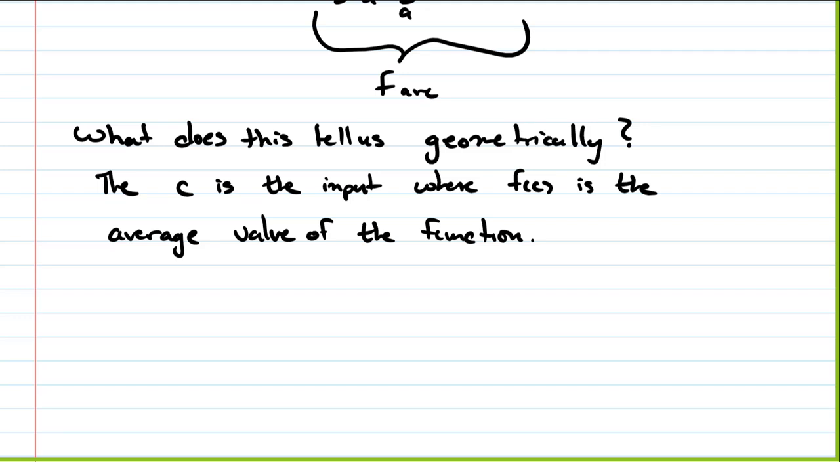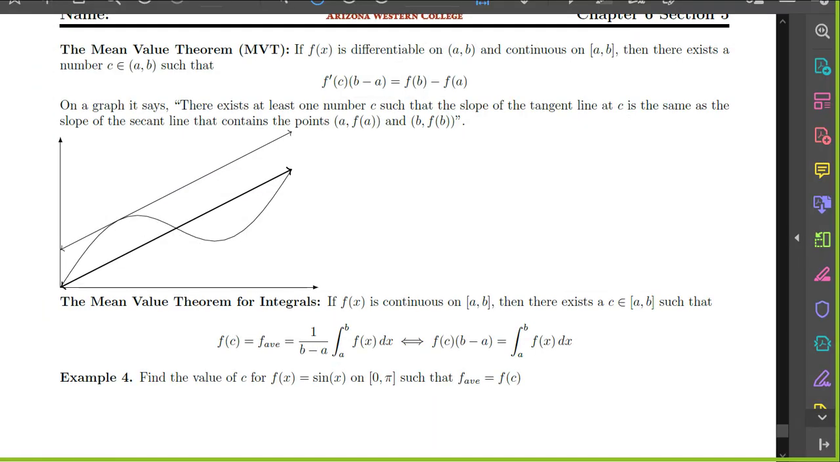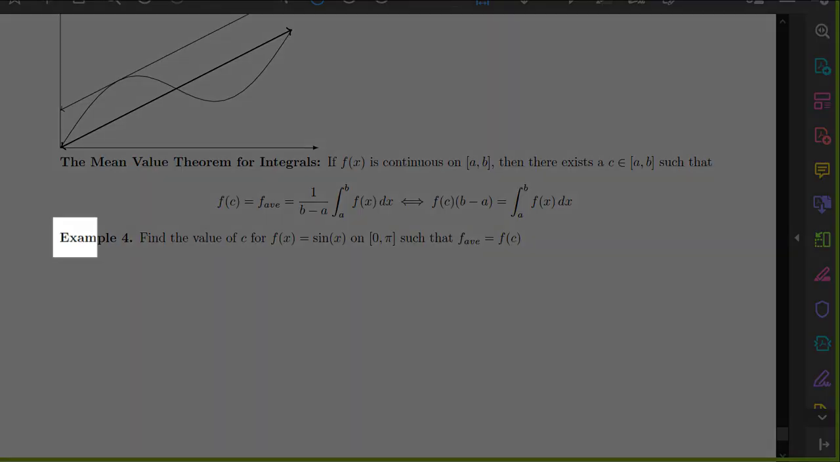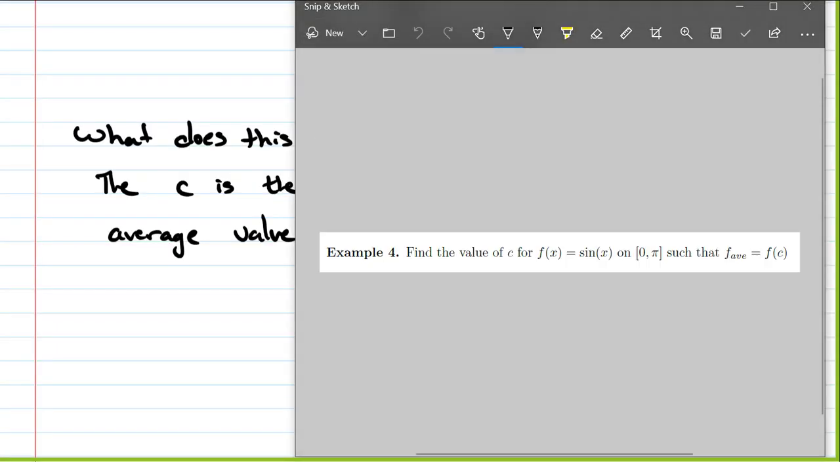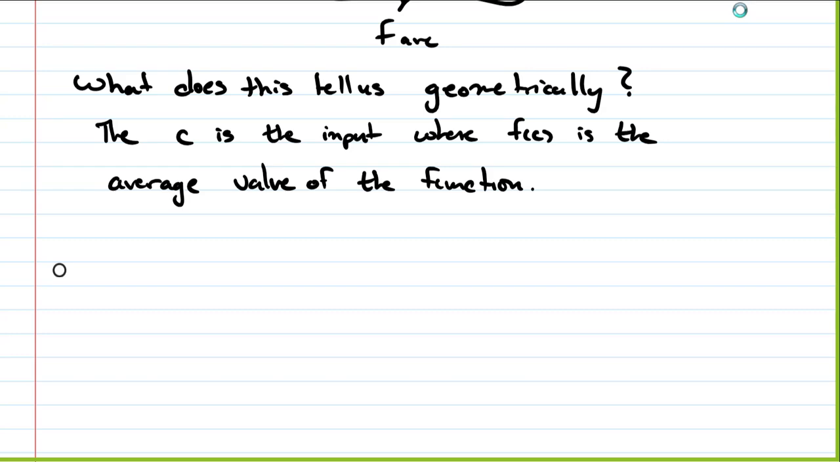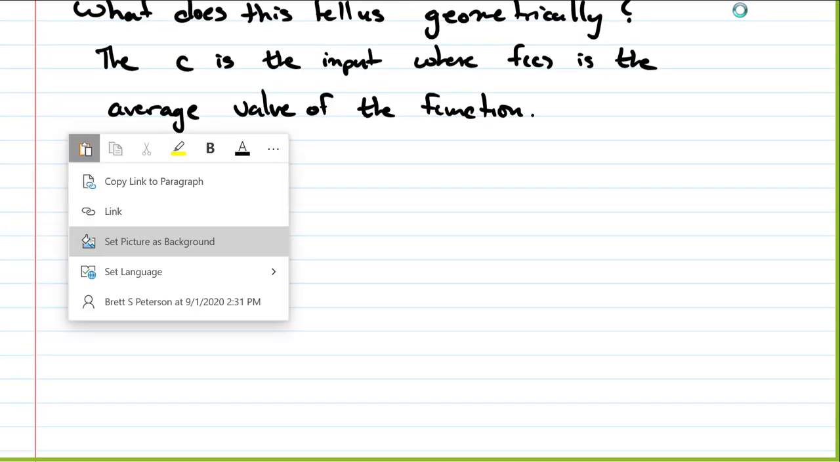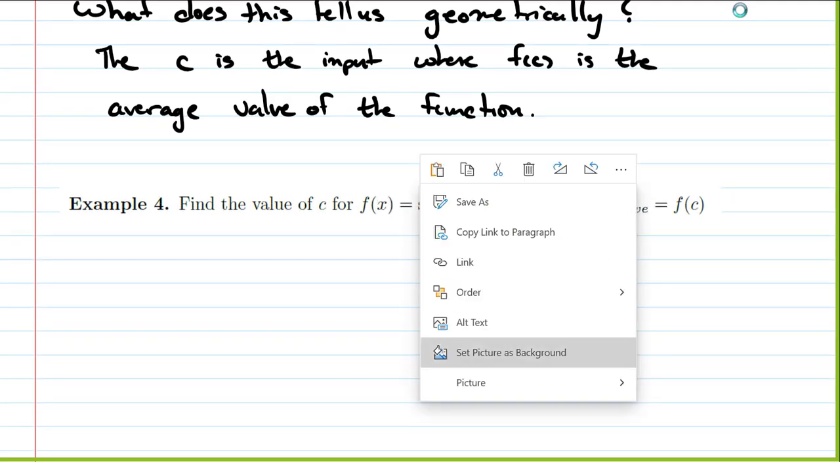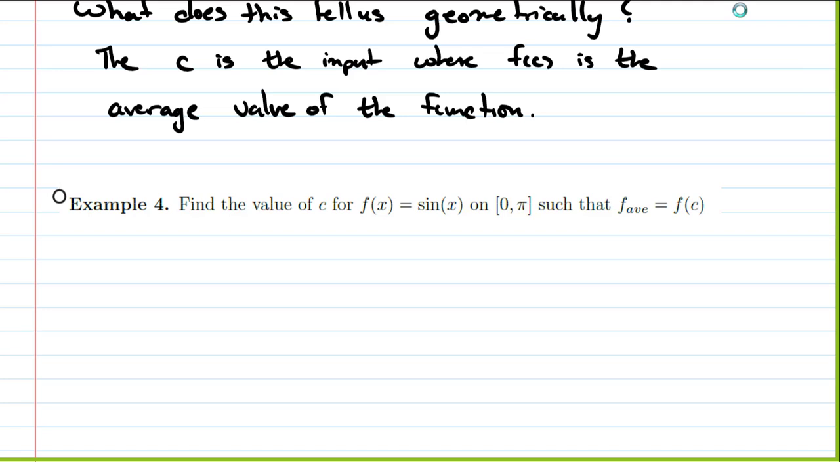So the mean value theorem for integrals guarantees there exists an input where the function height is the same as the average value. All right, so let's put all of that together to work on example number 4. Find the value of c for f of x equals sine x on 0 to pi such that f average is equal to f of c.